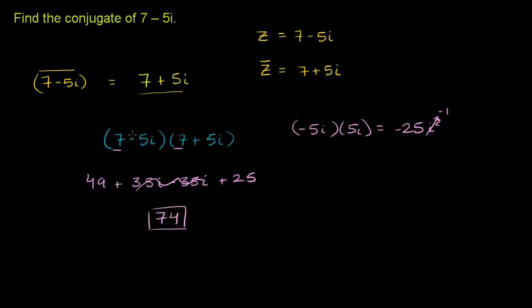Another way to do it, you don't even have to do all this distributive property. You might just recognize that this is something minus something times that same something plus something. And we know this pattern from early algebra, that a plus b times a minus b is equal to a squared minus b squared, a difference of squares. In this case, a is 7, a squared is 49, and b is 5i. b squared is 5i squared, which is 25i squared, which is negative 25. And we're subtracting that, so it's going to be positive 25. You add them together, you get 74.